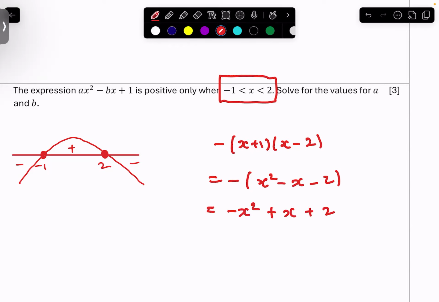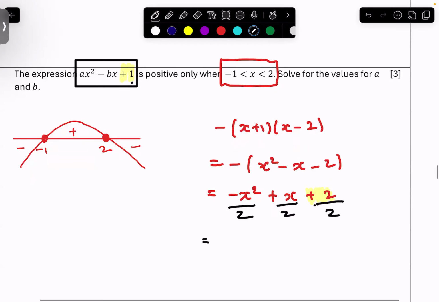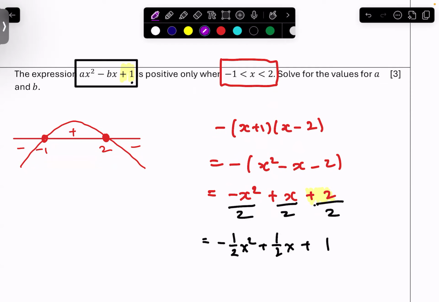But that's a little problem. Why? Because our quadratic equation is supposed to be just plus 1. You need to be very careful with this. The quadratic equation is plus 1, but our result is plus 2, and both of them must be the same. So what am I going to do? Because of the plus 1, I'm going to take everything and halve it. So this will be negative half x squared plus half x plus 1. Then these two will look alike.